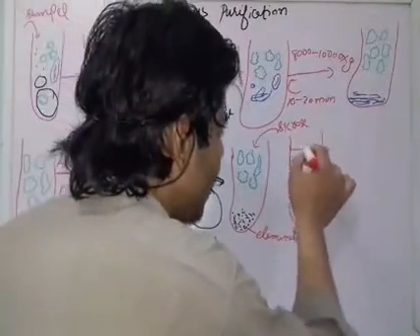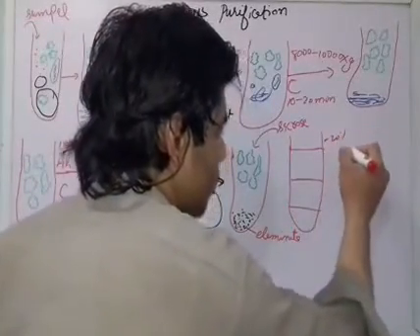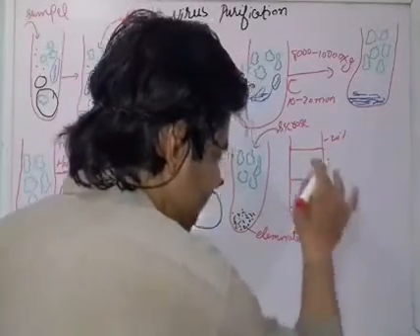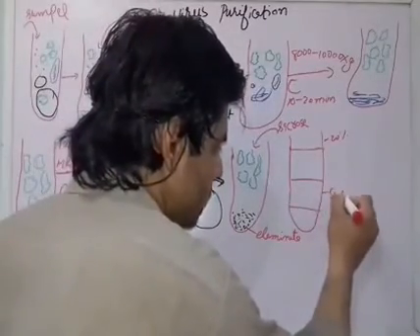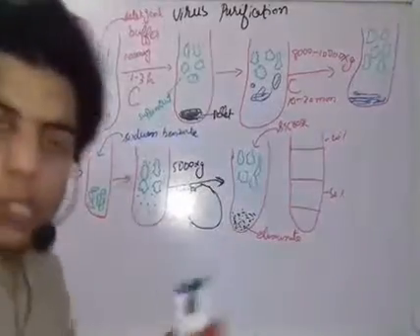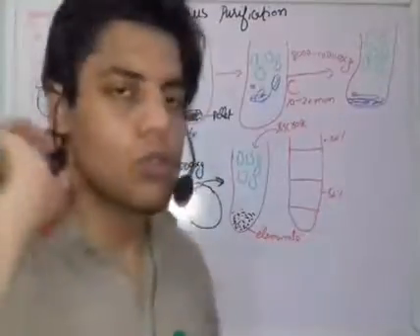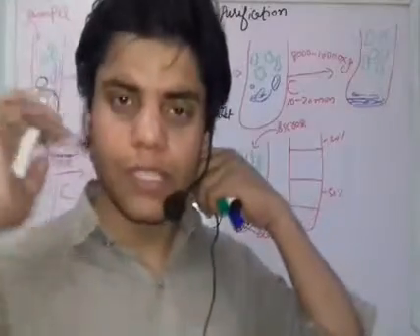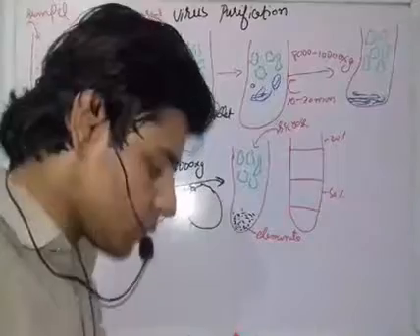At the top layer, the sucrose will be 20% present. At the rest of the 2 layers, the sucrose will be present at 50%. Fine. Now after that, what do we do?